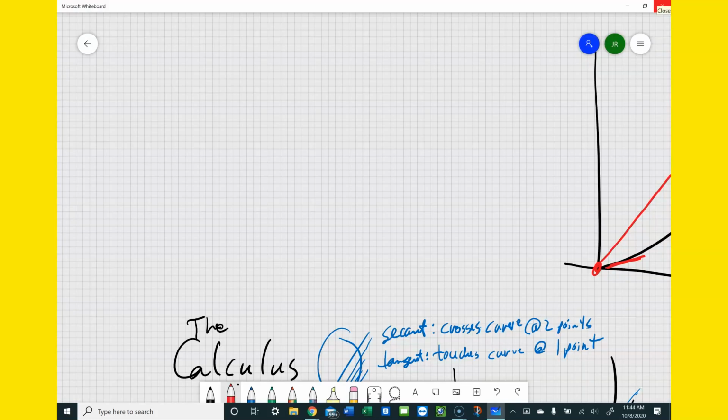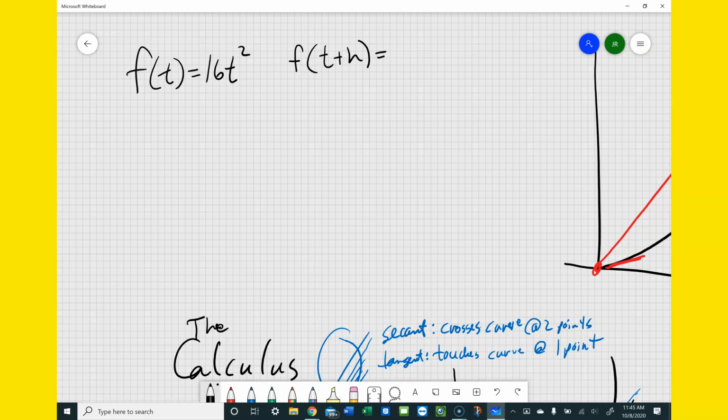All right, here's how we're going to confirm it algebraically. Remember f of t equals 16t squared. f of t plus h, which is the new point that is just slid over by an infinitesimally small amount, is going to be substituting in t plus h in the place of t. So 16 times t plus h squared. Now I'm going to expand this. I'm going to do t plus h times itself. When I do that, you may want to pause it and do it yourself.